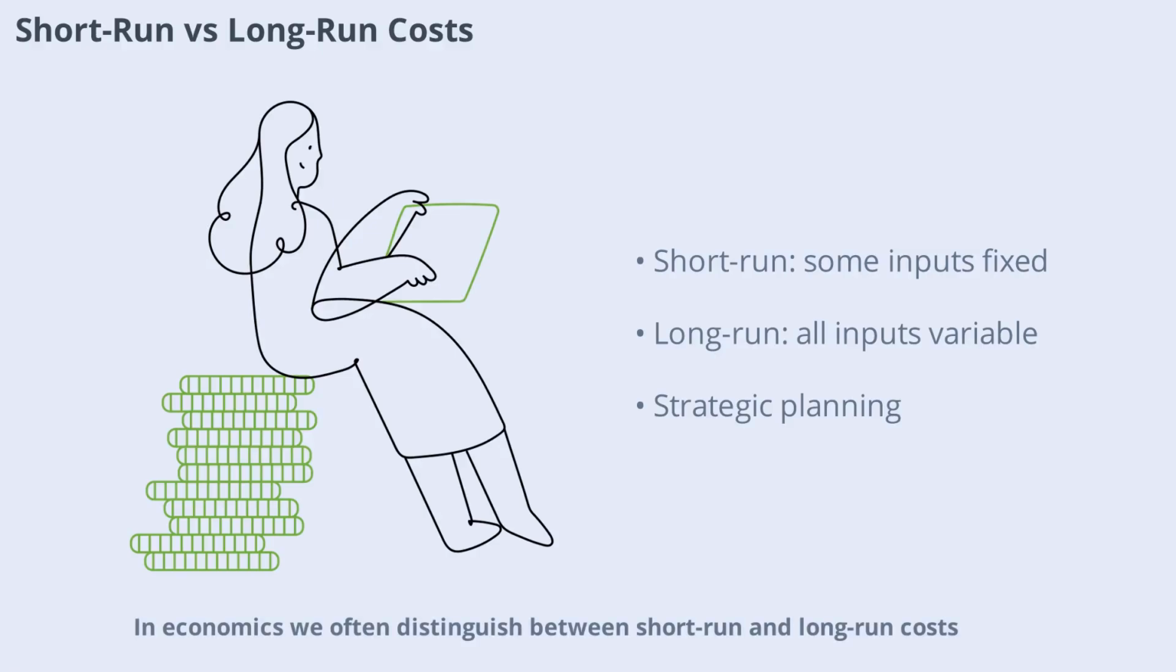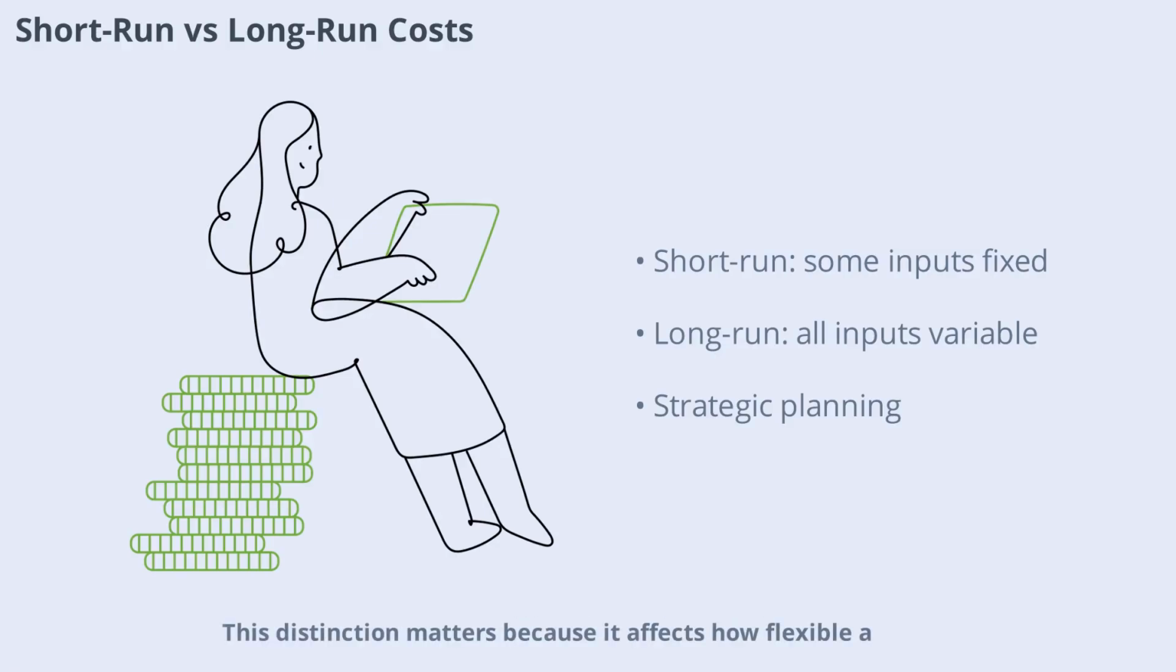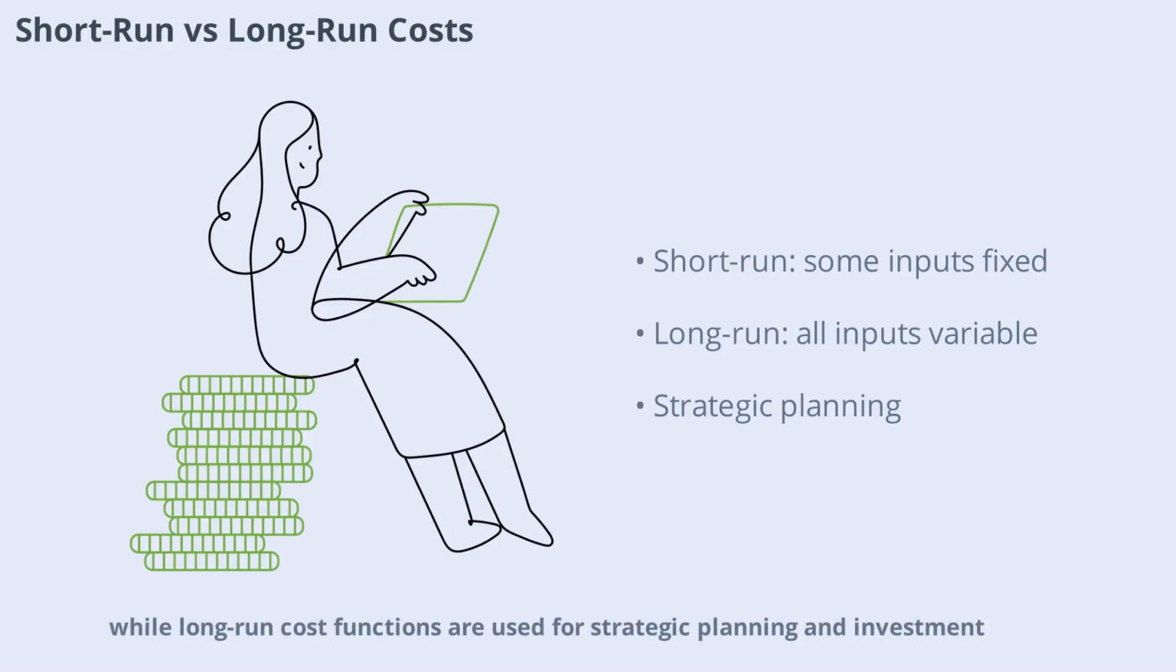In economics, we often distinguish between short-run and long-run costs. In the short run, at least one input is fixed, like factory size or machinery. In the long run, all inputs can be varied. This distinction matters because it affects how flexible a business can be in adjusting its production and costs. Short-run cost functions help businesses make immediate decisions, while long-run cost functions are used for strategic planning and investment.